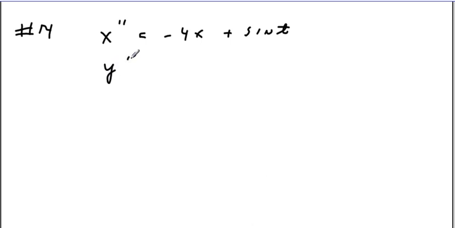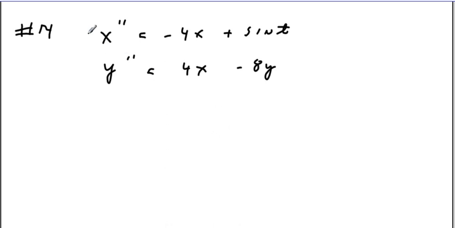Okay, number 14. I have x double prime equals minus 4x plus sine t, and y double prime is equal to 4x minus 8y. I don't have any initial conditions, so I don't have to worry about them. Don't know if that's good or bad.